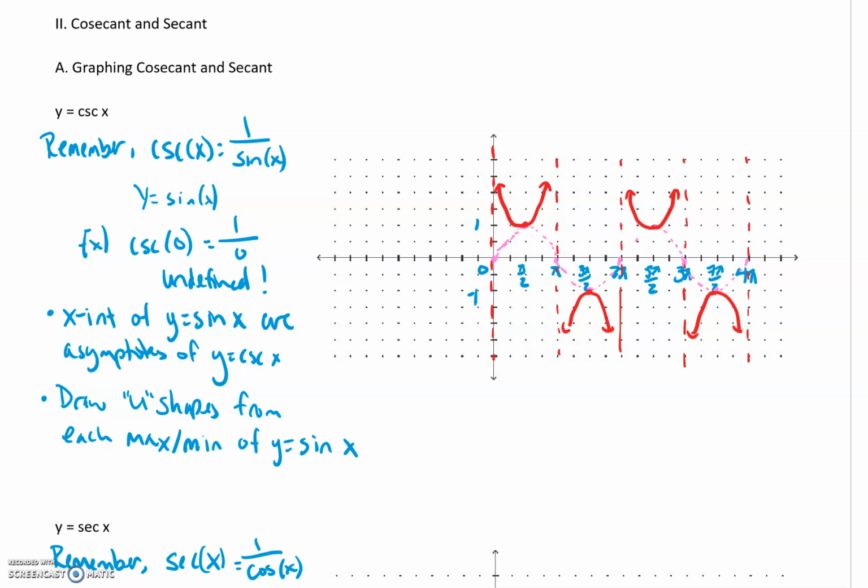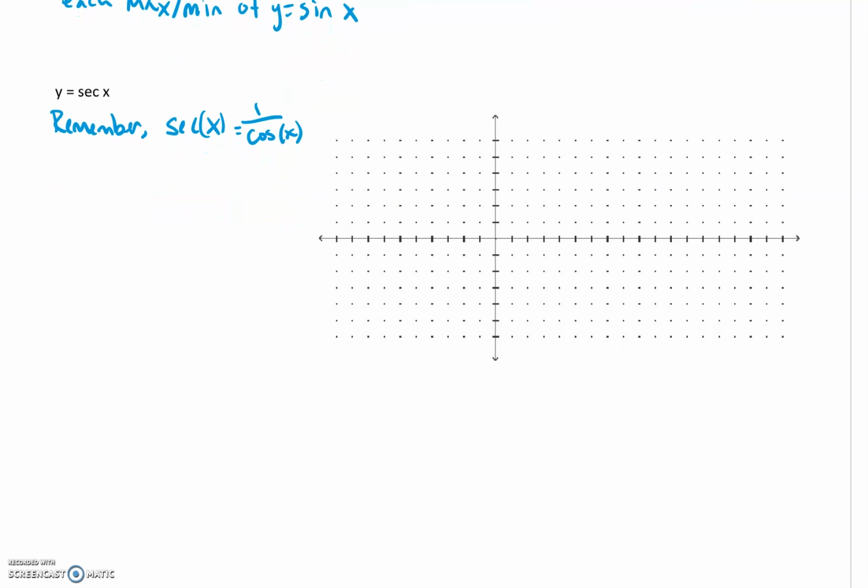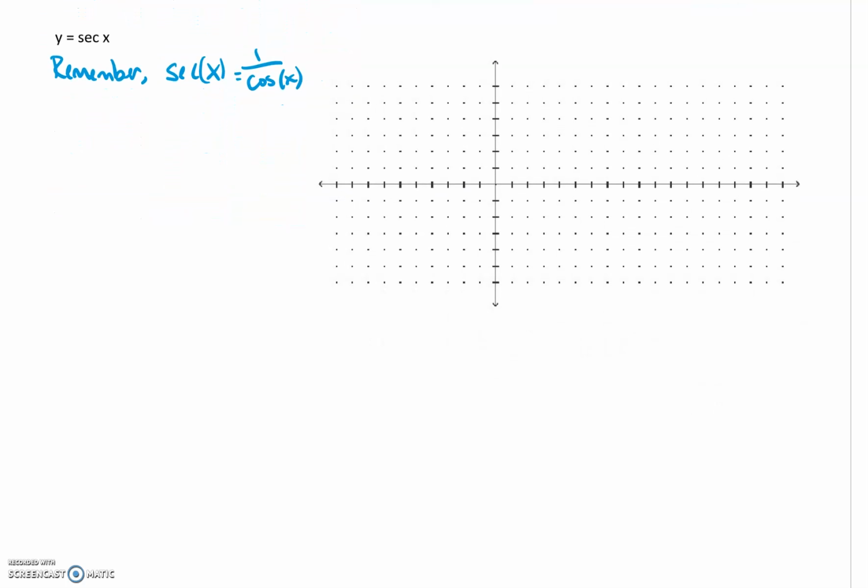Okay? So secant of x is basically the exact same thing, but now instead of starting with y equals sine x, we're going to start with y equals cosine x. So let's go ahead and graph that cosine function first. So I'm going to go ahead and same thing, right?